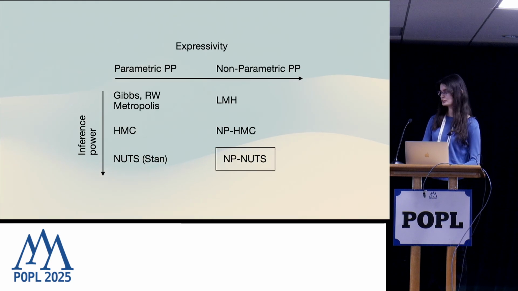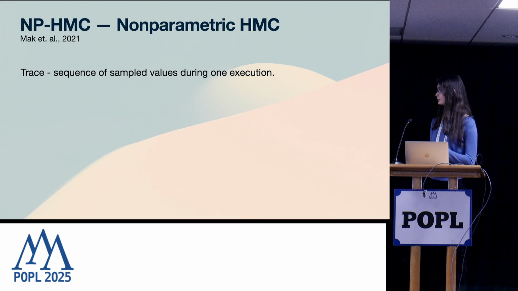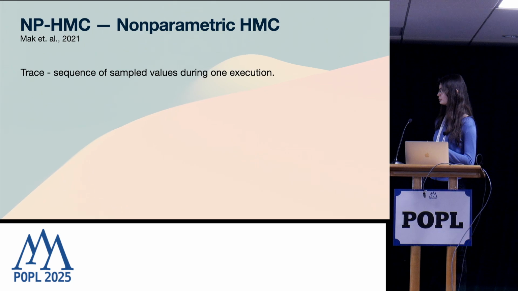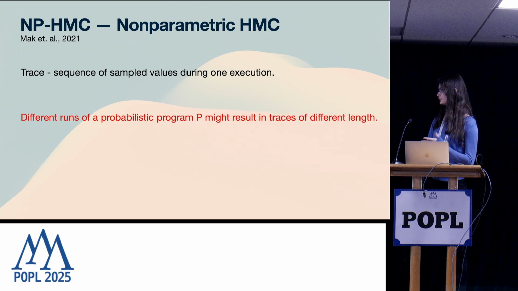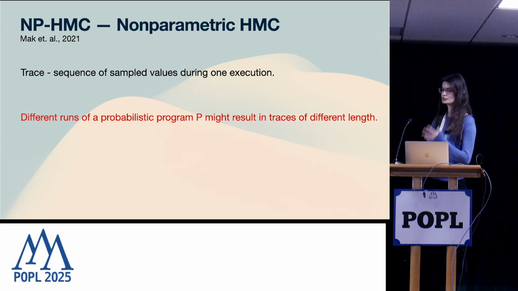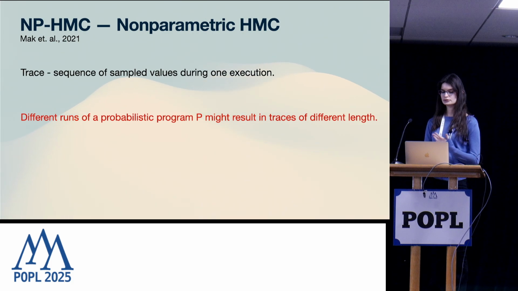So we talked about HMC and NUTS. Now we'll see how these algorithms can also be applied to nonparametric programs. For a probabilistic program, a trace is a sequence of sample values during one execution. Different runs of a probabilistic program might result in different traces of different length. This can happen, for example, if you have stochastic branching and for loops or recursion.